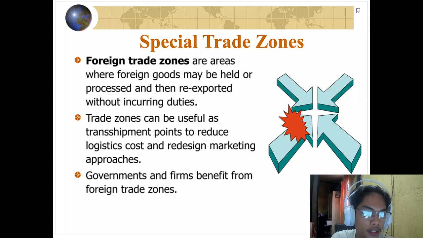So, next is special trade zones. Foreign trade zones are areas where foreign goods may be held or processed and then exported without incurring duties. Trade zones can be useful as transshipment points to reduce logistics costs and redesign marketing approaches. Governments and firms benefit from foreign trade zones.